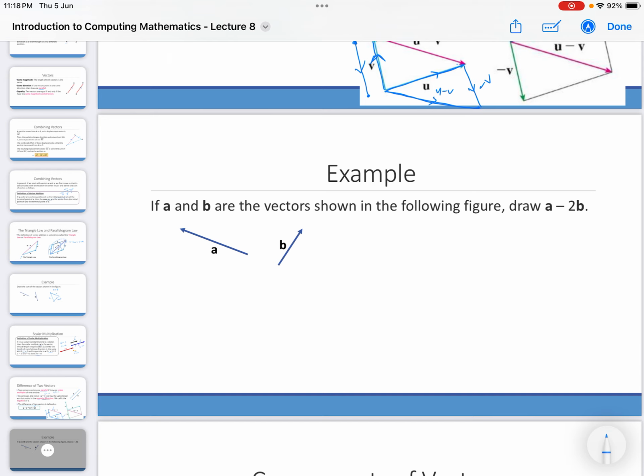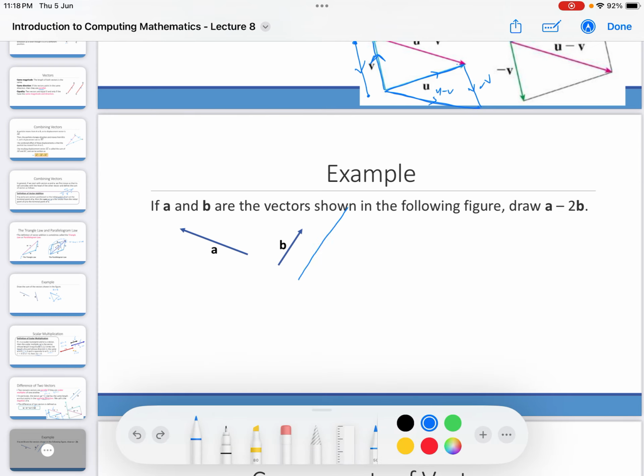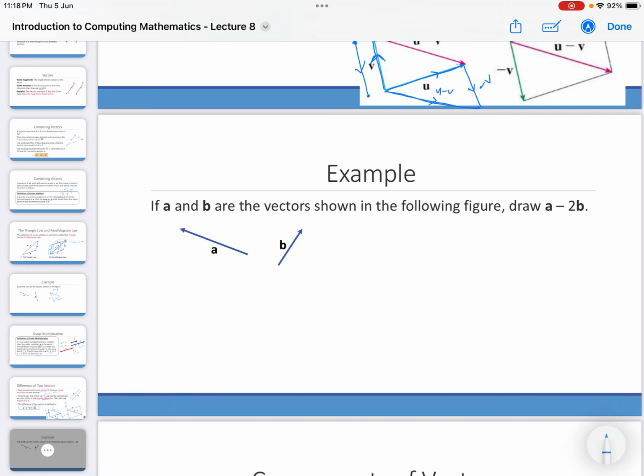Okay, so let's look at one example. So we have vector a and b. Now we want to draw a minus 2b. So the b now, we want to times negative 2. So let's times 2 first. Times 2 means that it points toward the same direction, but the magnitude is going to be double. Okay, so this one is the 2b.